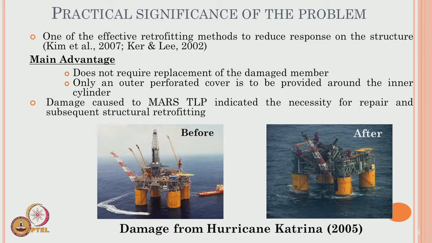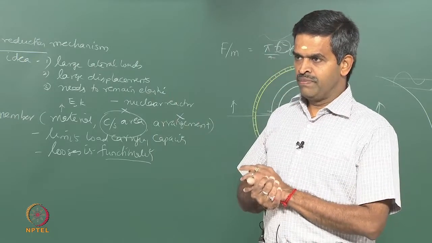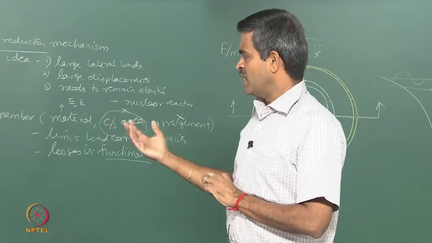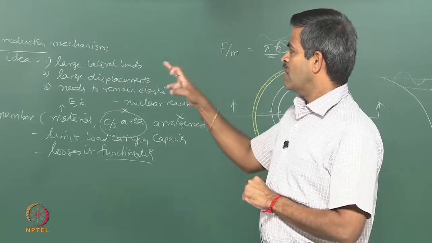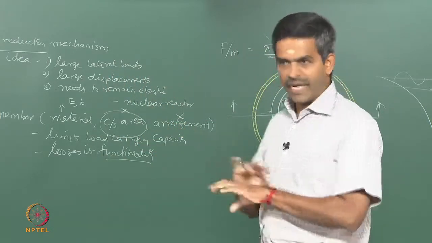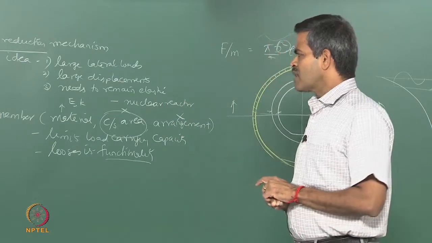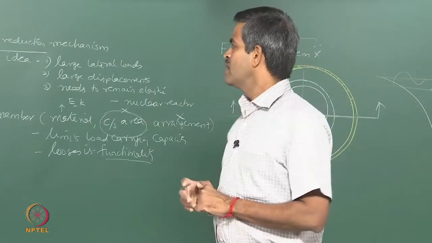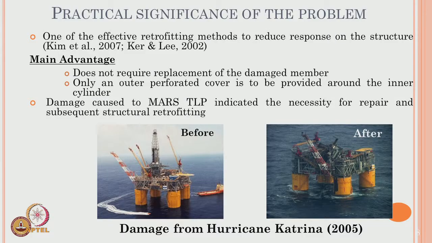Now, see in this particular damage, the legs are perfectly okay, only the top side is damaged. If the legs are damaged, which will be more severe, then the platform will not exist there, right. So, damaged member replacement is not an idea, it should be avoided. Second, only an outer perforated cover can be provided around the inner cylinder, which can reduce the forces on the member. The damage caused to Mars TLP initiated this study and retrofitting was attempted on this.